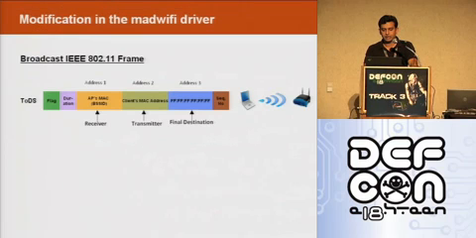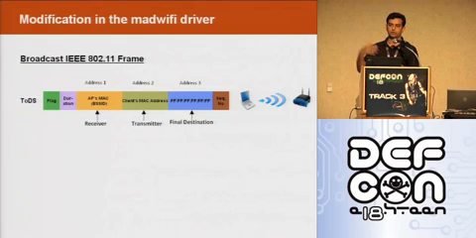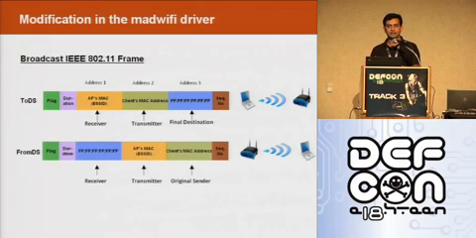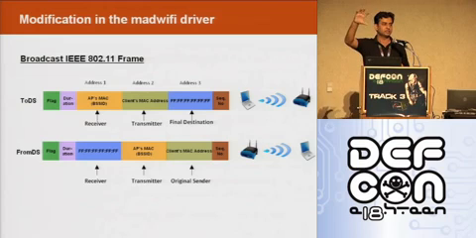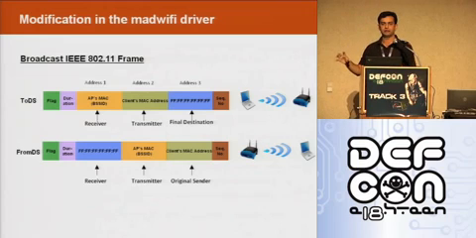So before we actually see what kind of modification was done, let me quickly present the .11 frame here. When a client sends a packet to the access point, it is called a To DS frame, okay? From client to access point, an uplink packet. And when the access point sends a packet to the client, it is called a From DS packet, or a kind of downlink packet. And there is a field present in the frame which indicates the direction of the frame, whether it's going from client to access point or coming from access point to client, okay?